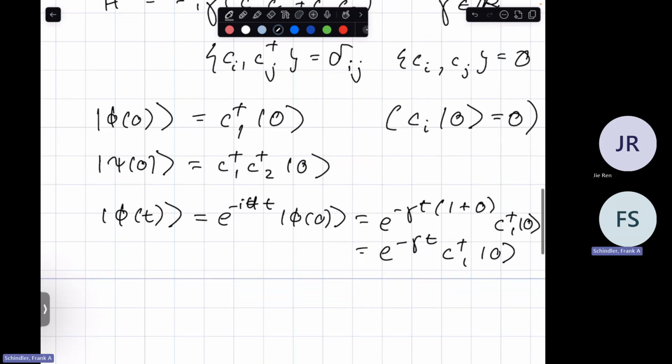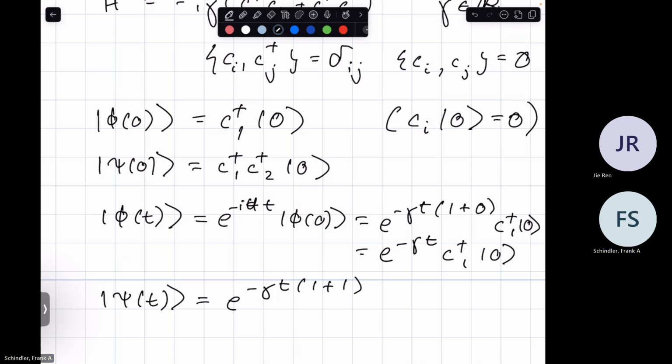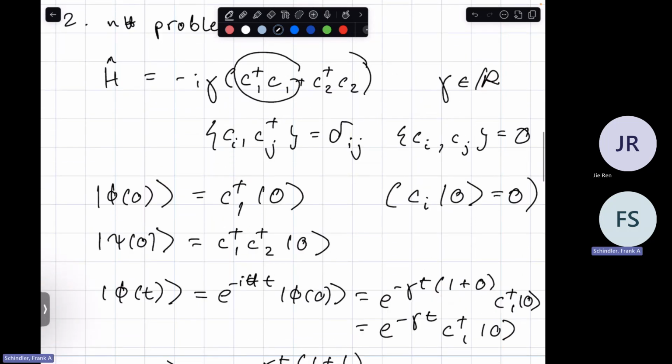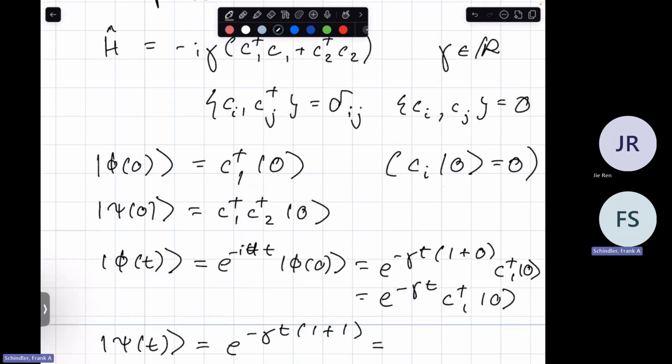So just to continue this calculation, I can also do the same for phi of t. And now I'll get e to the minus gamma t times 1 plus 1, right? Because both particle 1 and particle 2 are occupied. So all I get is this factor of 2, e to the minus 2 gamma t, times C dagger 1, C dagger 2, acting on the vacuum.